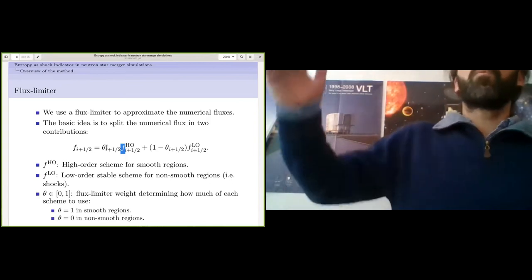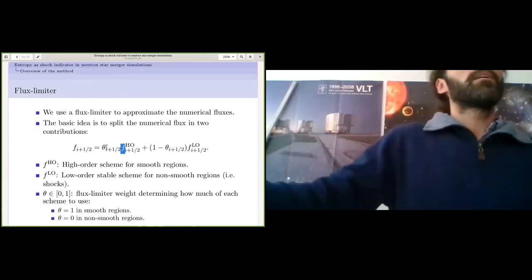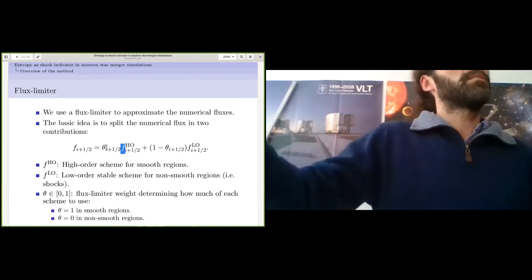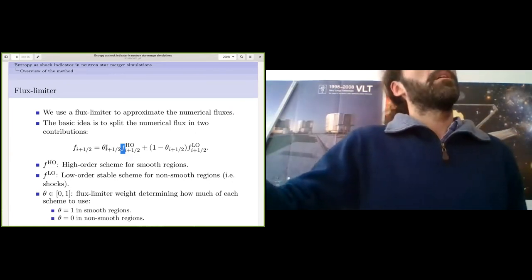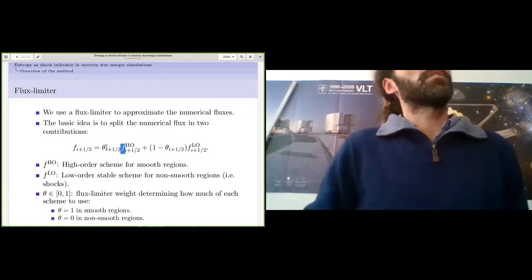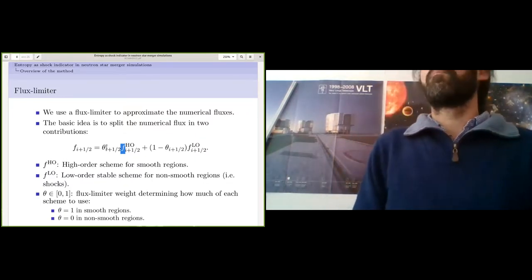But yeah, we are continuing, we're based on their method, but it's different. We have results for binary neutron stars.